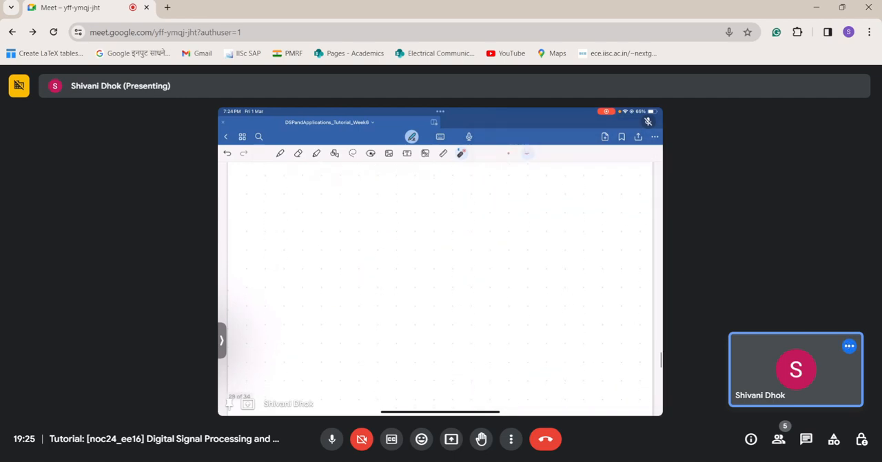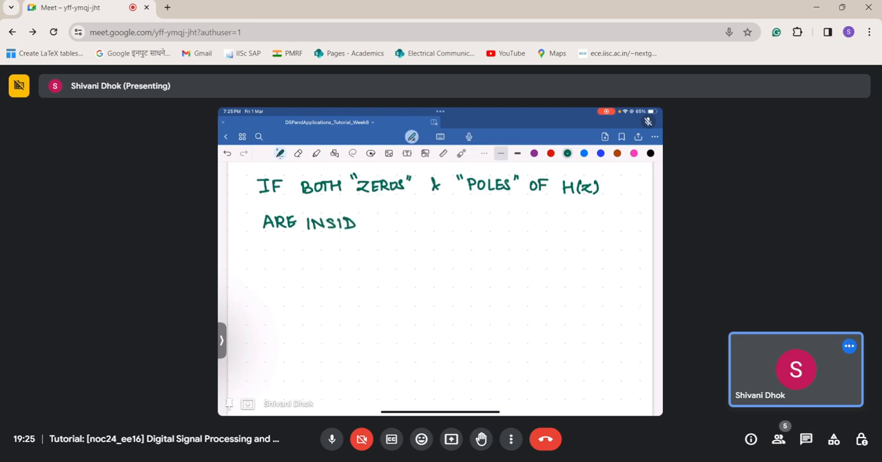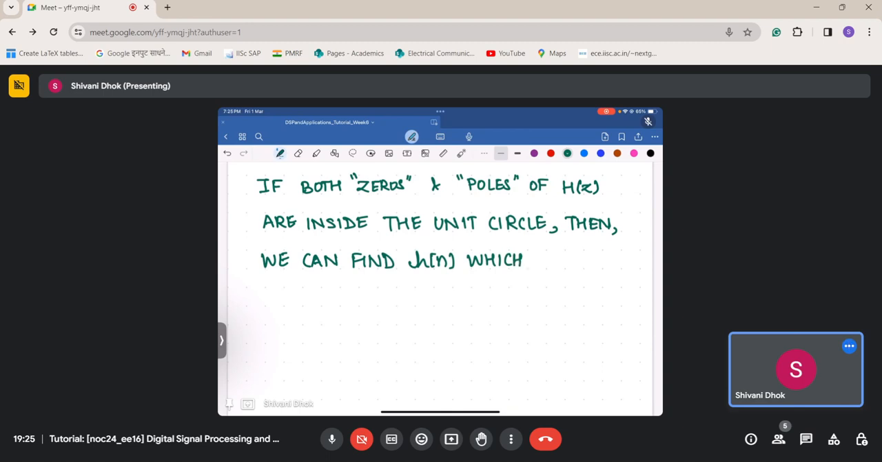So let me write that as a remark. If both zeros and poles of H of z are inside the unit circle, then we can find h of n, which is a minimum phase system.